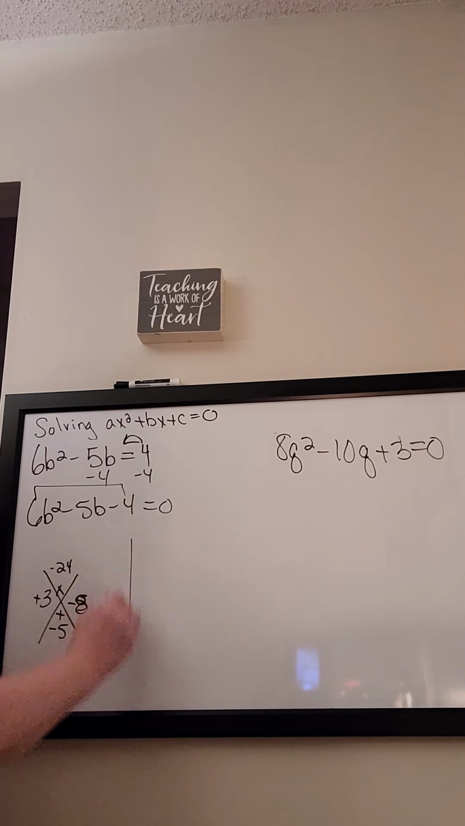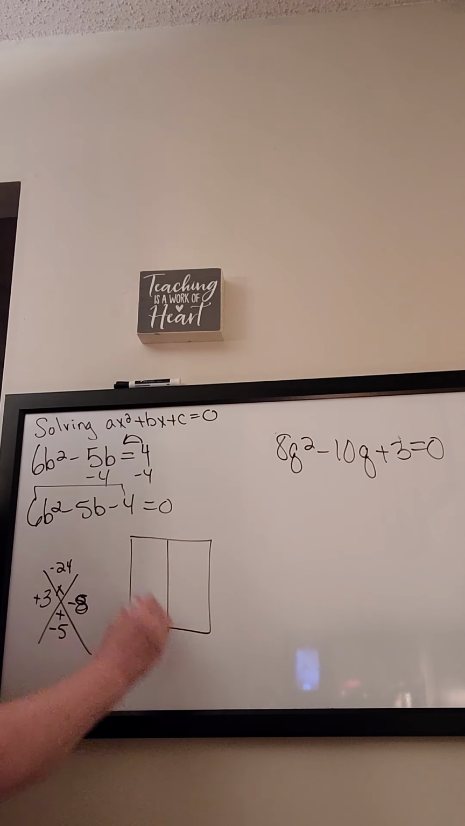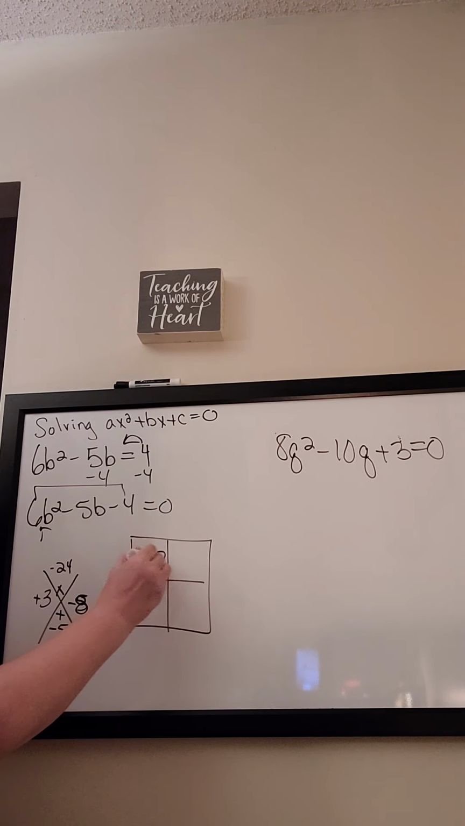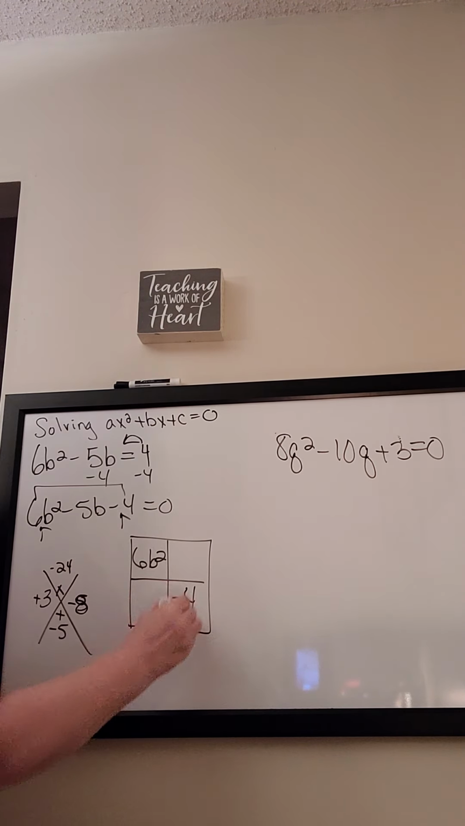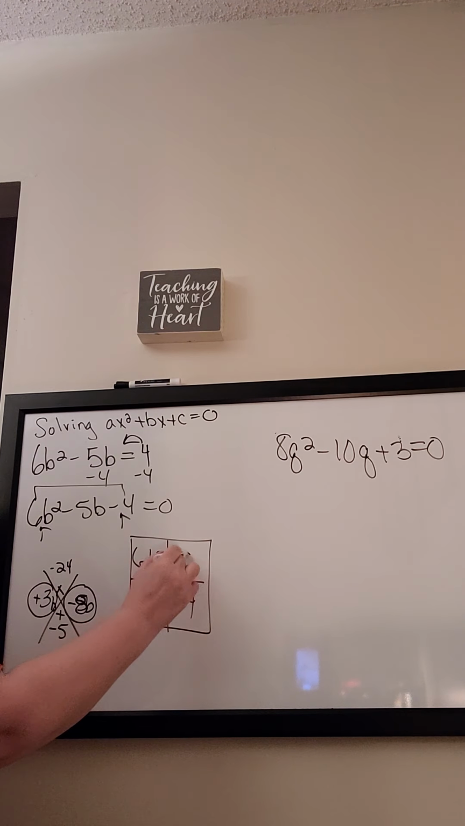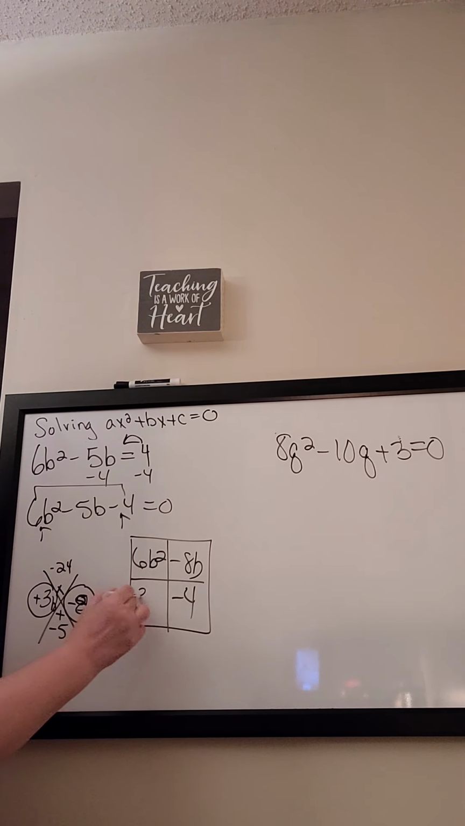So now we're going to do the X box. We did the X, now we're doing the box. In the box, this goes here, this goes here. We're going to separate the two things that we just found, putting a b with them and putting them in the corners. So negative 8b and 3b. What do these two have in common? They have a 2b in common.